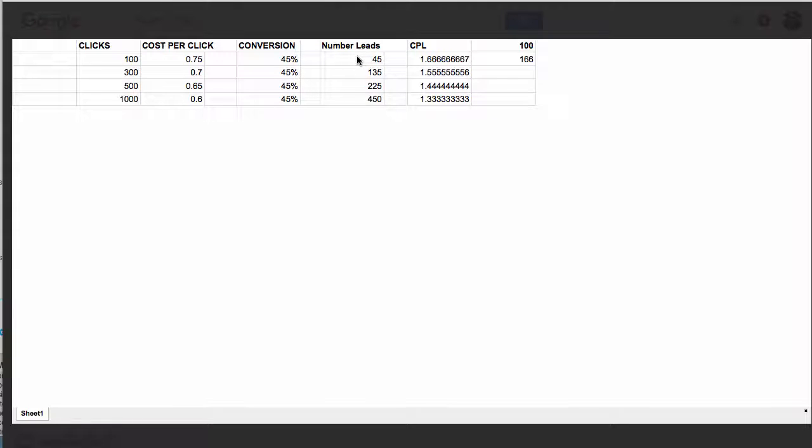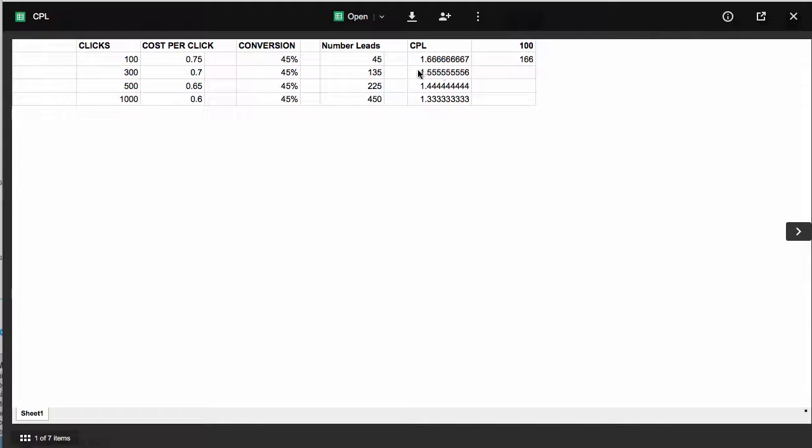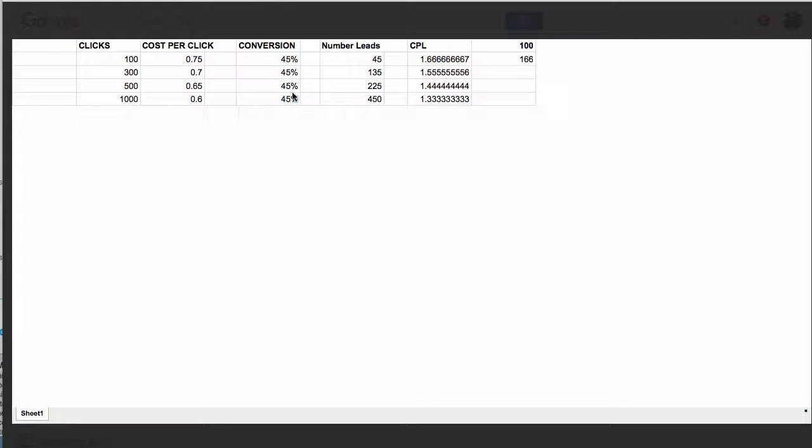Then we get the number of leads you will generate. If we buy 100 clicks at 45%, we get 45 leads. The total cost was $75, divided by 45 is $1.66 per lead. So you need to make more than $1.66 per lead, or $166 per 100, in order to break even on that lead. Here are 300 clicks, $1.55, and 1,000 clicks at 45%, $1.33. Even if you were able to get this number down to, let's say, 40 cents, you would still be at $1 a lead.